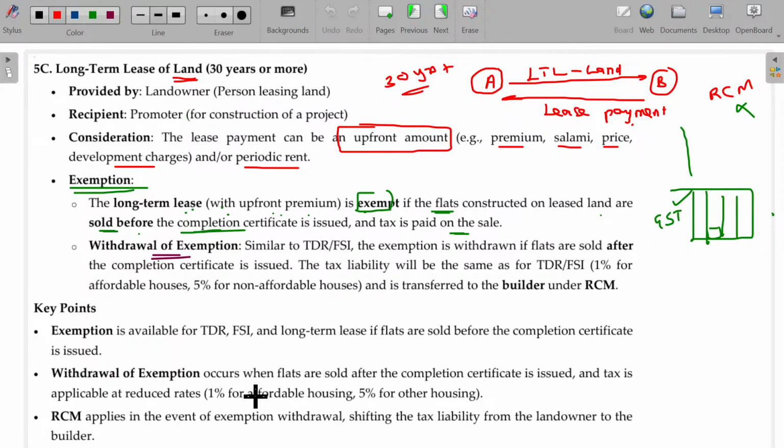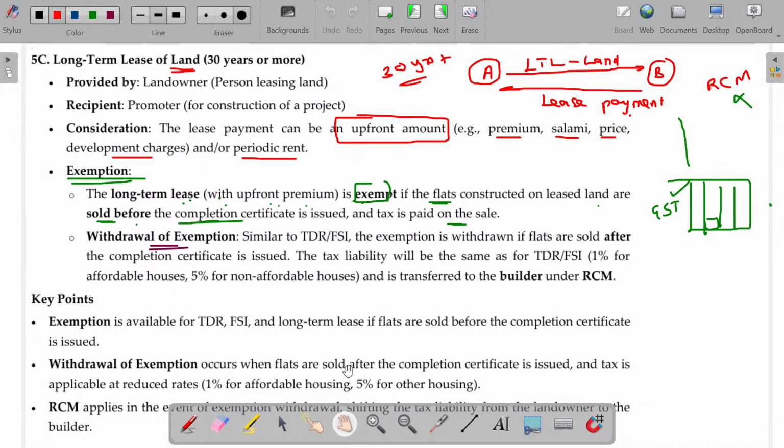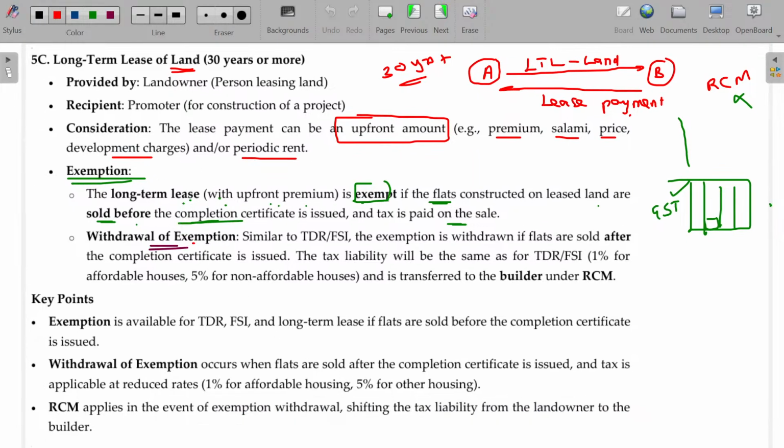Now, the same points will be applicable in leasing also. Withdrawal of exemption, TDR and FSI. The thing we have learned earlier can be linked here also. You don't need to study separately. 5B will be applicable here also. Clear?